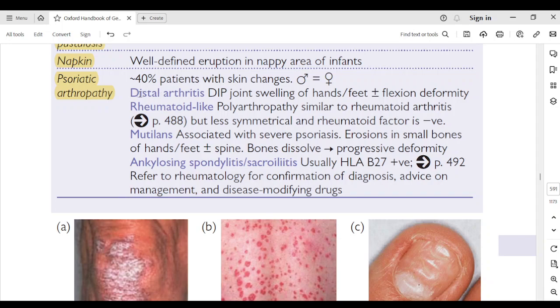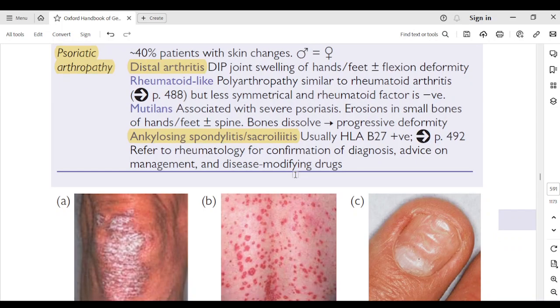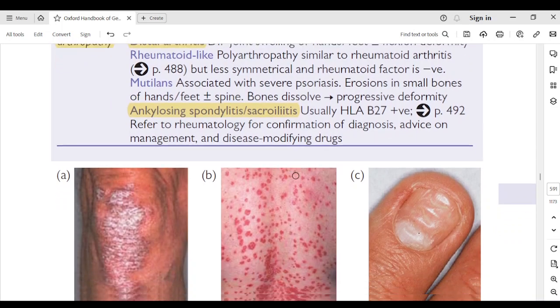Distal arthritis, so psoriatic arthritis involves the distal interphalangeal joint, with swelling of the hands or feet plus flexion deformity. Rheumatoid-like polyarthropathy is similar to rheumatoid arthritis but less symmetrical, and rheumatoid factor is negative. Arthritis mutilans is also associated with severe psoriasis, with erosions in the small bones of the hands or feet plus spine. Bones dissolve and progressive deformity will be there. Ankylosing spondylitis or sacroiliitis is usually HLA-B27 positive. Refer to rheumatology for confirmation of diagnosis, advice on management and disease modifying drugs.